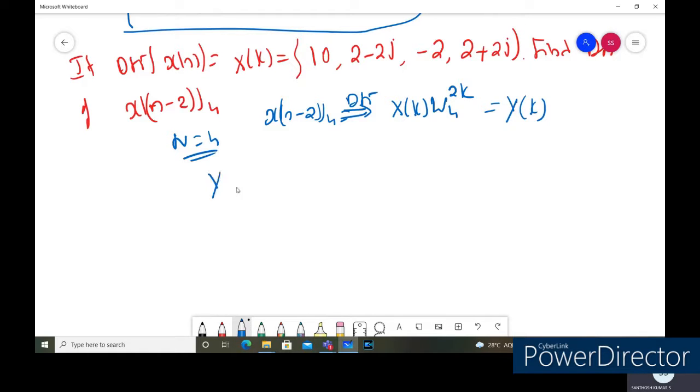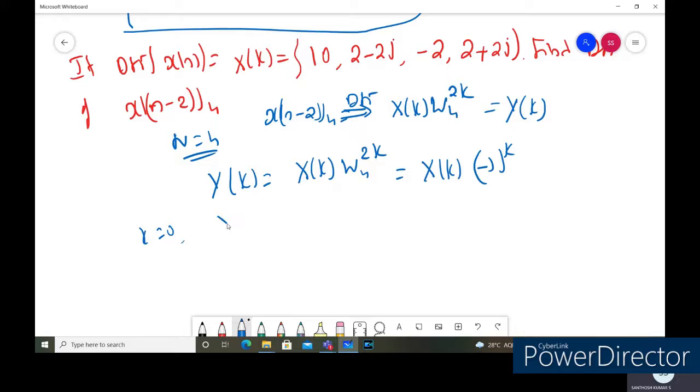In order to find the DFT, we can substitute k from 0 to 3. So it is X of k into omega 4 to the power of 2k. Since we know omega 4 to the power of 2 is minus 1, we can rewrite this as X of k into minus 1 to the power of k. Let us substitute k equal to 0. So Y of 0 is equal to X of 0 into minus 1 to the power of 0. So X of 0 is 10.